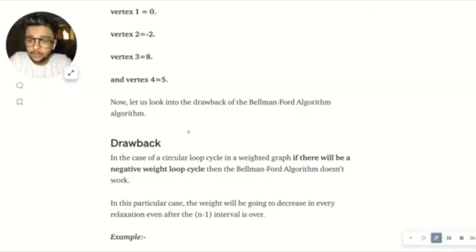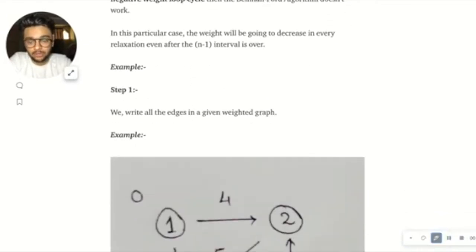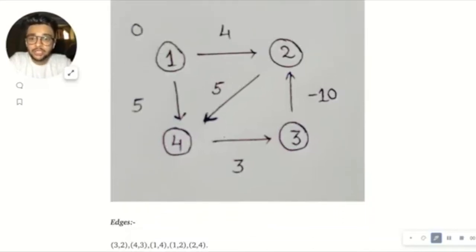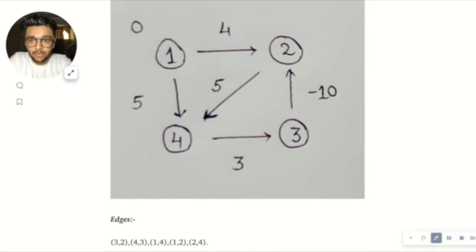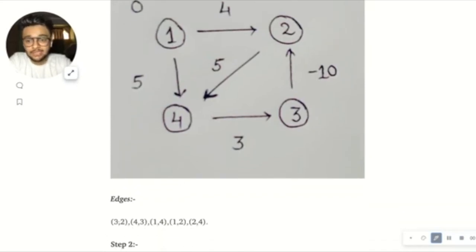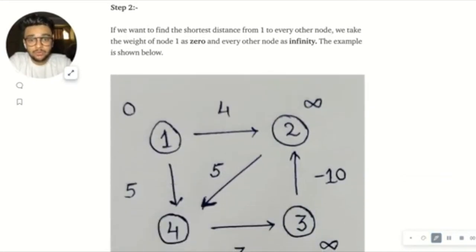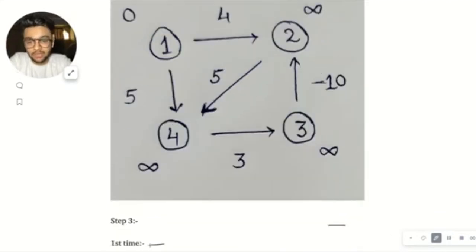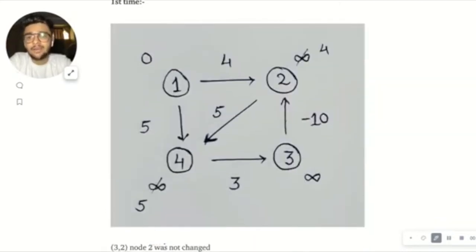Now, let's jump into a drawback of the Bellman-Ford algorithm. For the drawback, let's start with an example. We have taken a graph, and let's solve it with the Bellman-Ford algorithm. Step one was to write the edges. I've written all the edges here. Step two was to take the source node as 0 and every other node as infinity. I've taken it. Let's start relaxing it.